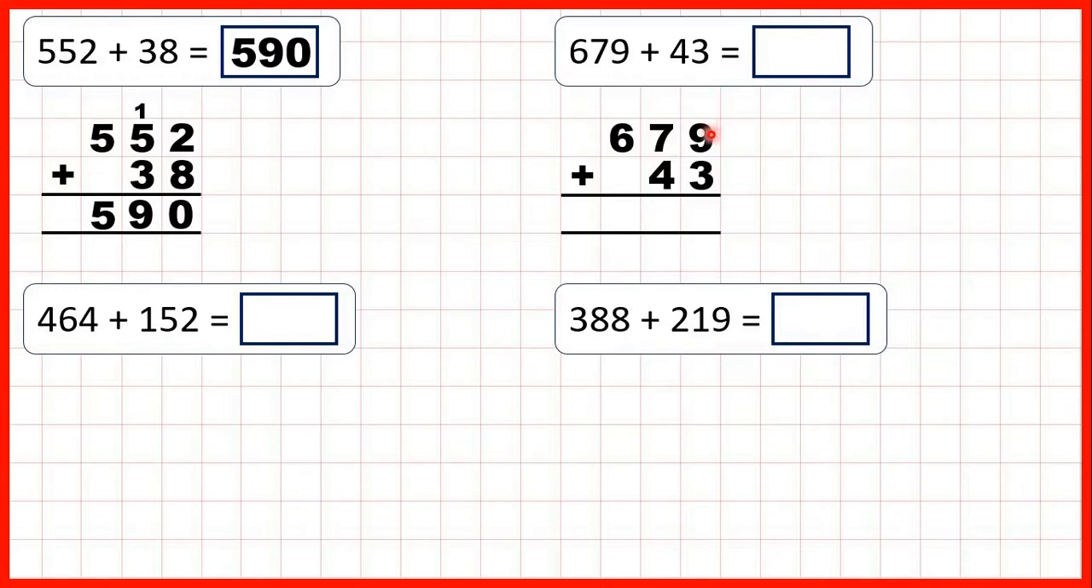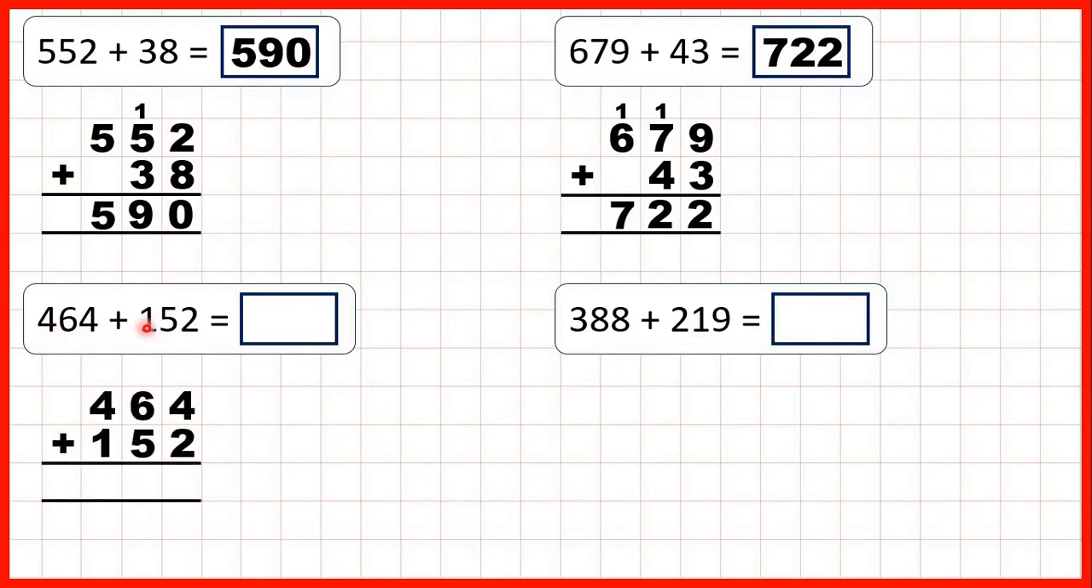So now we can start by adding our ones digits. 9 plus 3 is 12, but that's a 2-digit number. So we need to write the first digit above the next place value column along. 9 plus 3 is 12, so that's 1, 2. Now 1 plus 7 plus 4 is 12, so again that's 1, 2, with the first digit written above the next place value column along, so here in our hundreds place value column. And now we have 1 plus 6 plus nothing, so that's 7, and that gives us 722.